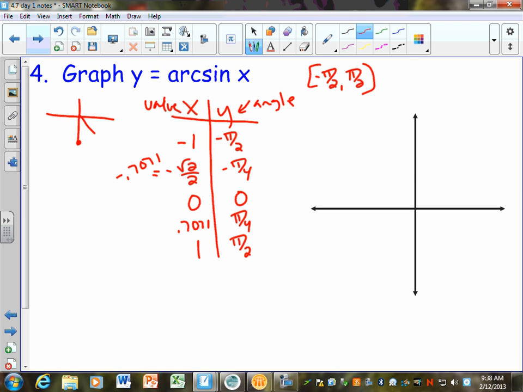So I just want to show you this. Notice when you graph this, the y values are now my angles. So I need to go up 2 pi halves. So I'm just going to make this one pi fourths and this one pi halves. And down to negative pi fourths and negative pi halves.